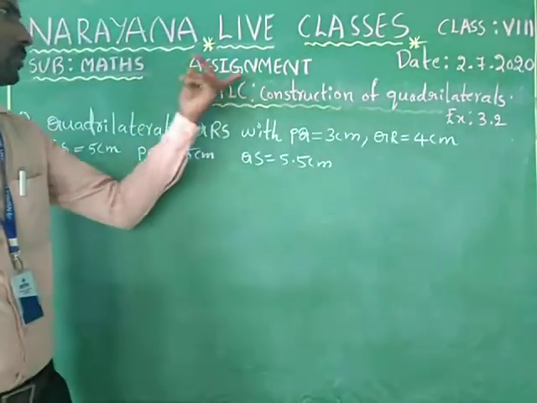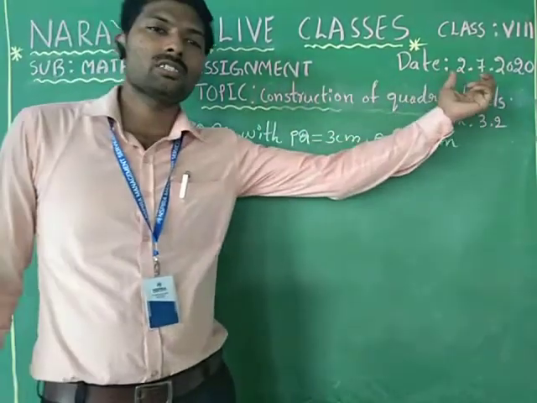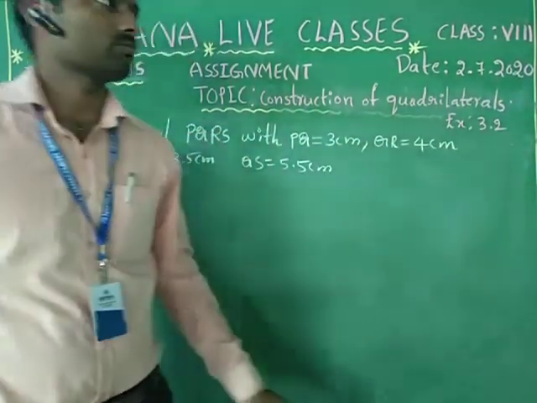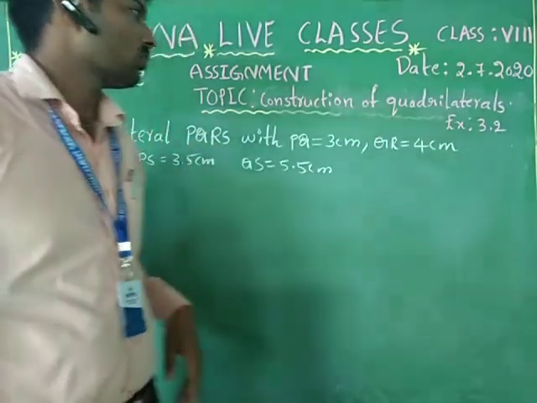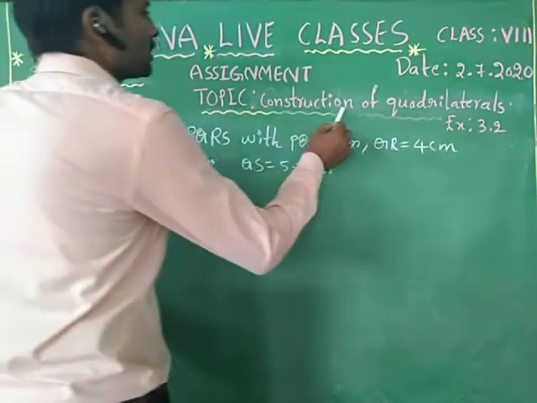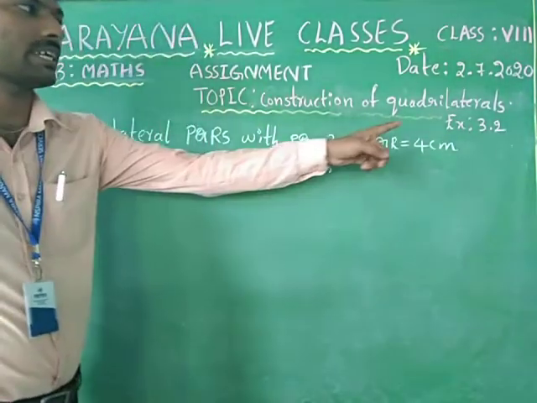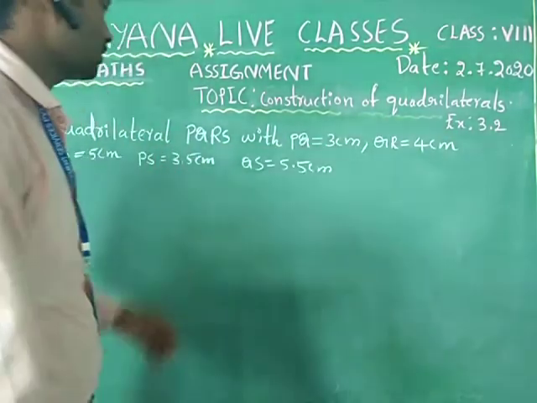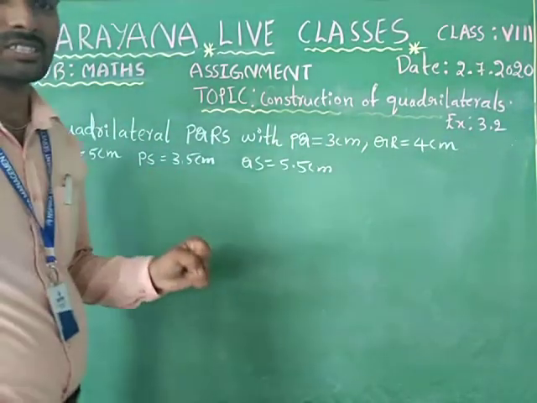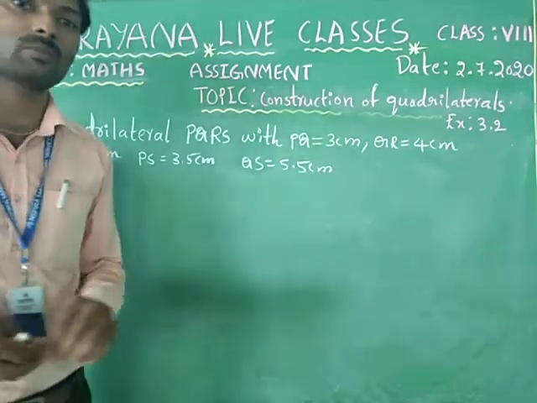Okay, today I am going to explain the assignment dated 2nd July 2020, which is from 8th standard. Today our topic is construction of quadrilaterals, exercise 3.2. So let us discuss different constructions based on the different measurements.